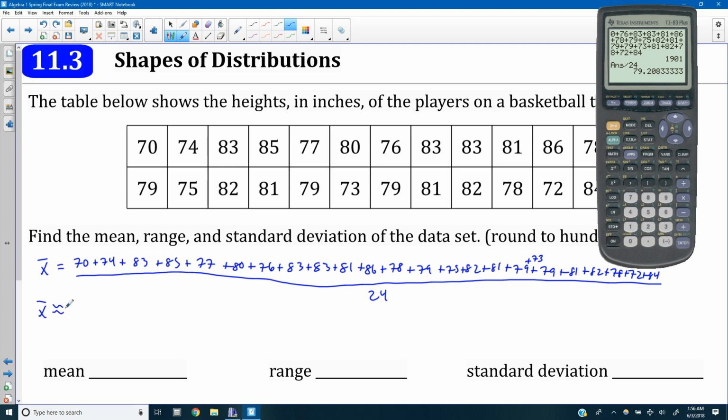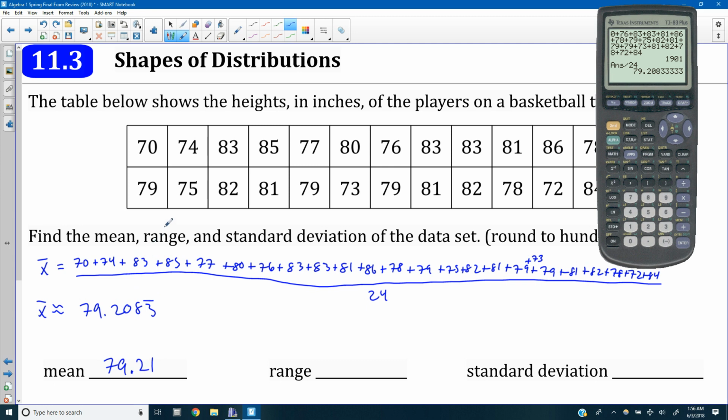It says round to the nearest hundredths. So 79.2083 repeating. So the mean is 79.21. That's the nearest hundredths right there.